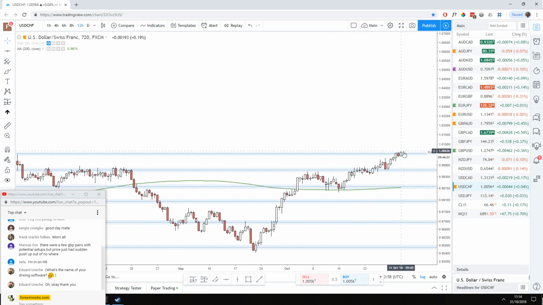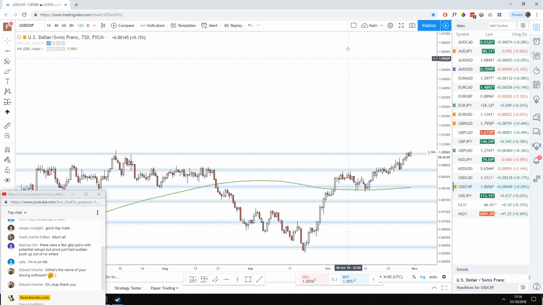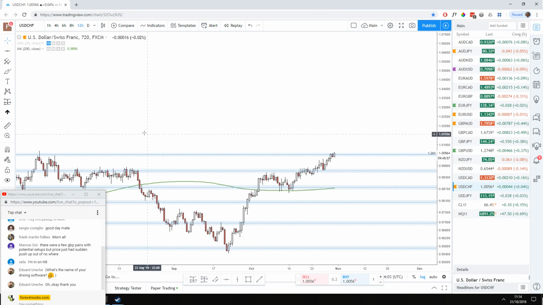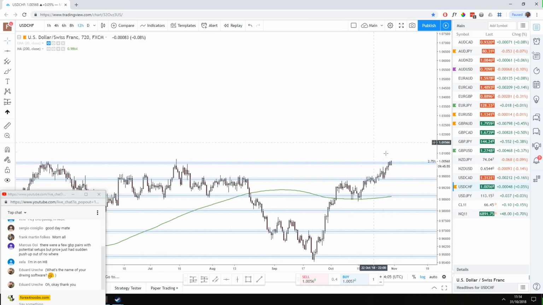What I would want to see is a break above and then a pullback. Doesn't even have to be a pullback. It could be a rebound continuation. Let's just watch this level. I'm very, very curious what happens here.